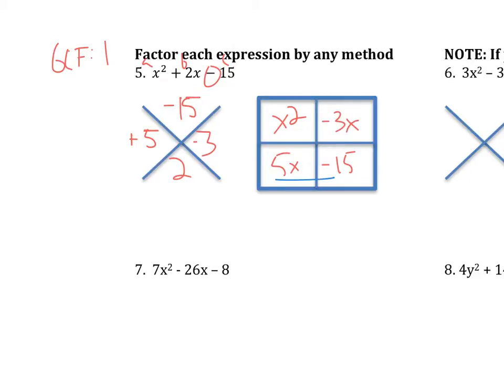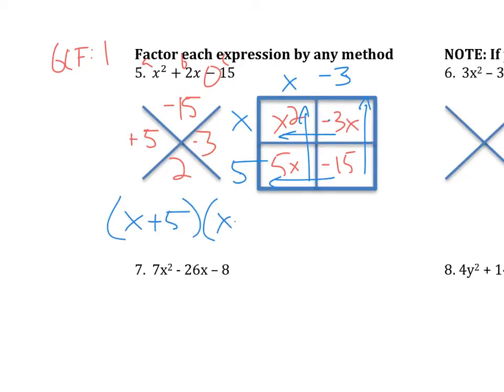Then our GCF, so that is 5 there. That is x there. That is x there. And then here we get a 3. And then double check x times 3 is +3, but I need a negative. And then -3 times 5 is a -15, so that works. So then this factored out is x plus 5 and x minus 3.